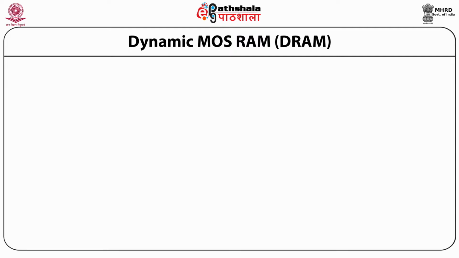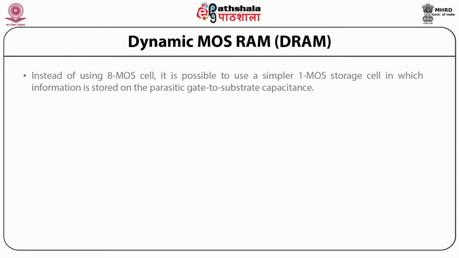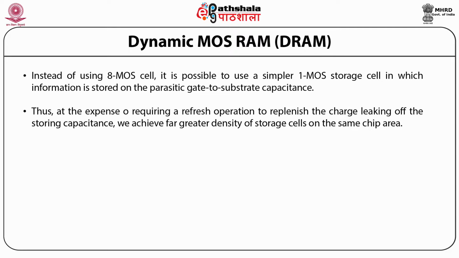Dynamic MOS RAM or DRAM. Instead of using 8 MOS cells, it is possible to use a simpler 1 MOS storage cell in which information is stored on the parasitic gate to substrate capacitance. Thus, at the expense of requiring a refresh operation to replenish the charge leaking off the storing capacitance, we achieve far greater density of storage cells on the same chip area.